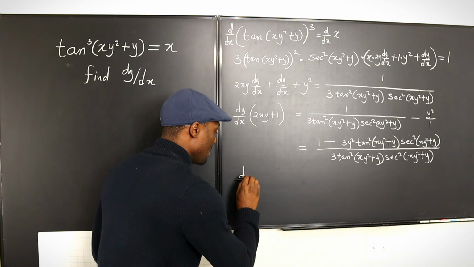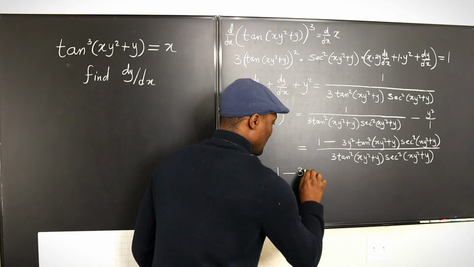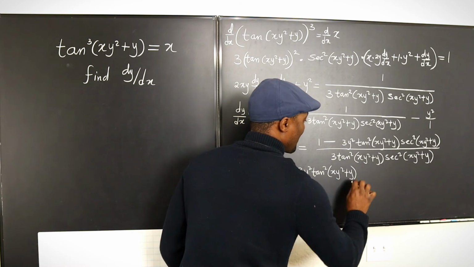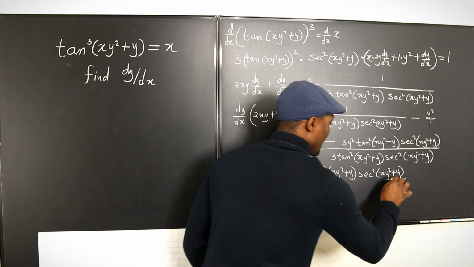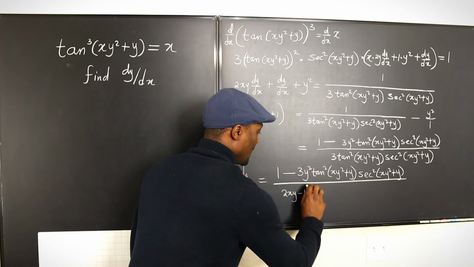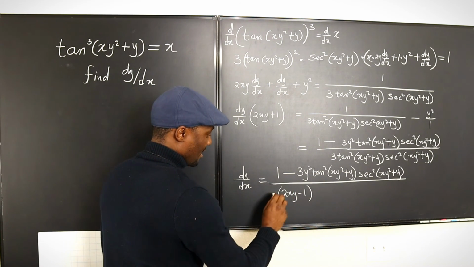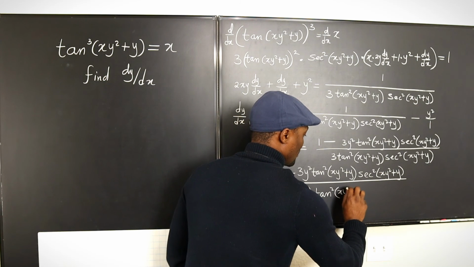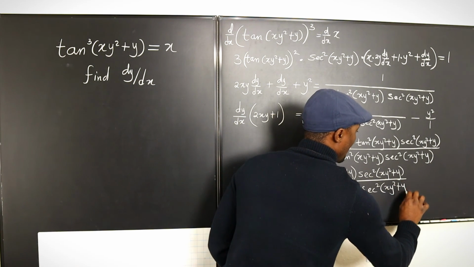So we have dy/dx will be equal to 1 minus 3y² tan squared (xy² + y) secant squared (xy² + y), all over, this going down here becomes (2xy + 1) into, oh, we've got to move this 3 here because it looks better. Let's put the 3 in front, okay, and then we can now write 3 tan squared (xy² + y) secant squared (xy² + y).